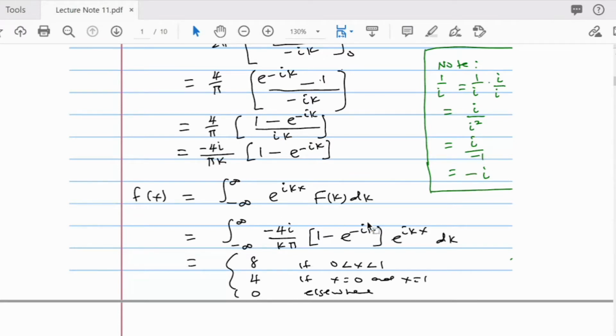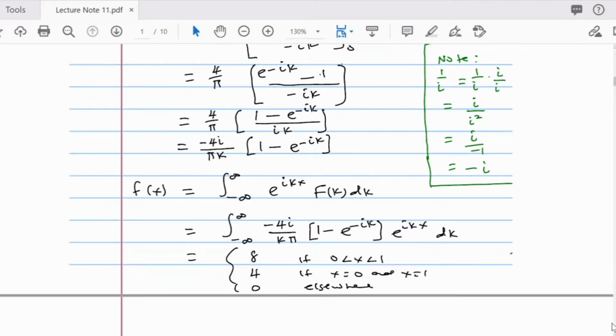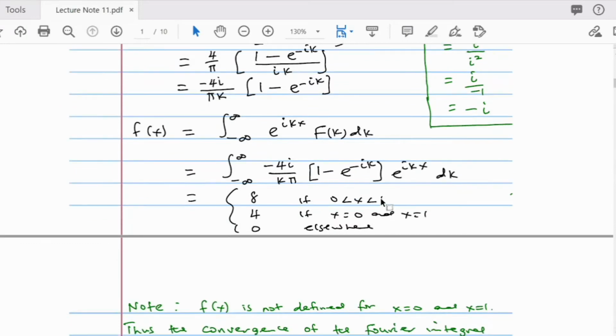So once you get your capital F of k, which is minus i over 2 pi k, times 1 minus e to the power minus ik, substitute back here. So just plug it in here. So this is capital F of k. This is basically your Fourier transform of small f of x. And the Fourier integral will be equal to x in between 0 and 1. It's going to be different at x equals 0 and x equals 1, because those are the end points between 0 and 1.